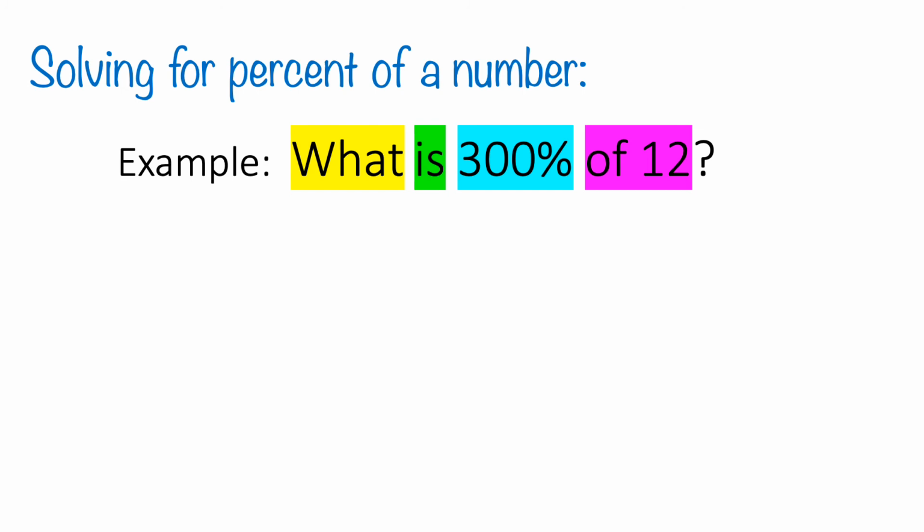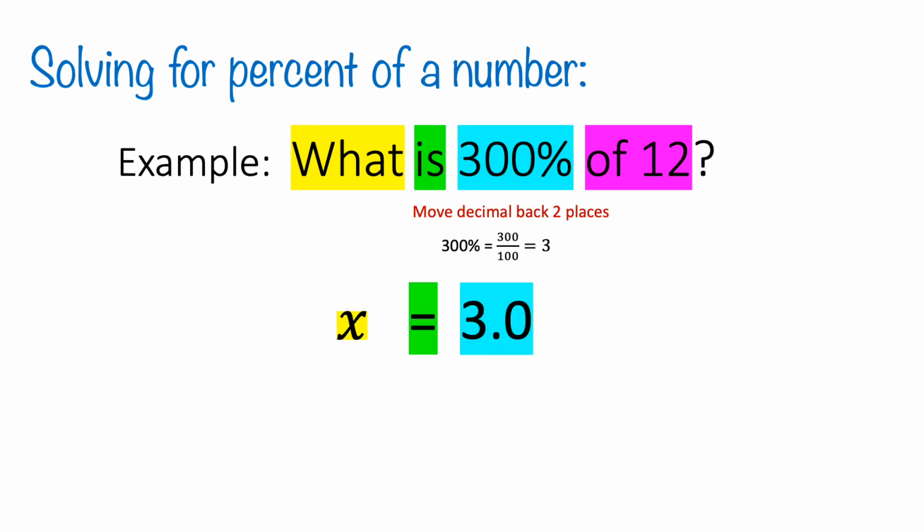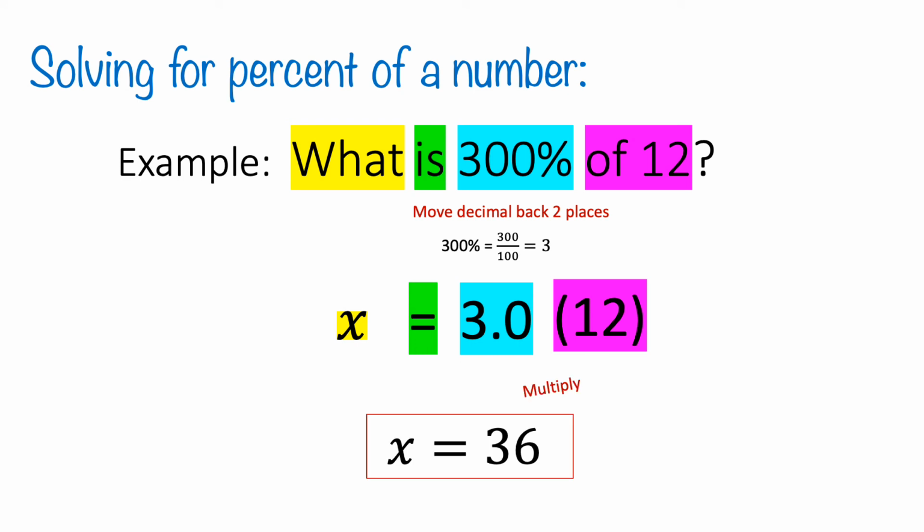What is 300% of 12? Let's start with the word what. We put a variable. Is equals 300%. Move the decimal point back 2 places, and we get 3 times 12. Now we multiply. 3 times 12, and we get 36. So 300% of 12 is 36.